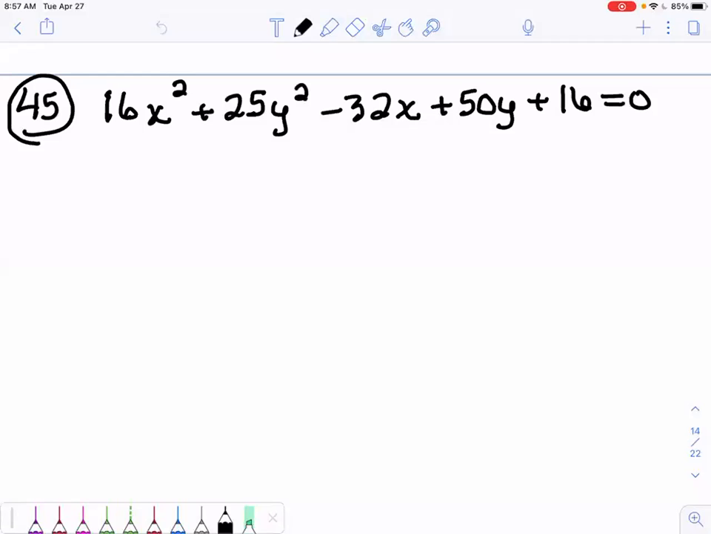Okay, so looking at number 45, if my screen pops up, there we go. 45 was a pretty big problem. 16x squared plus 25y squared minus 32x plus 50y plus 16 equals 0. So this question wanted you to find all the information and graph the ellipse. And to start off doing that, Jenny, what would you do to start? Yeah, so combine those squared terms so that they're at least together next to each other. Move the 16 to the other side.